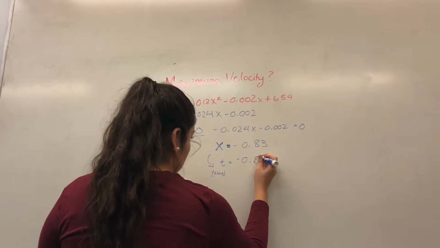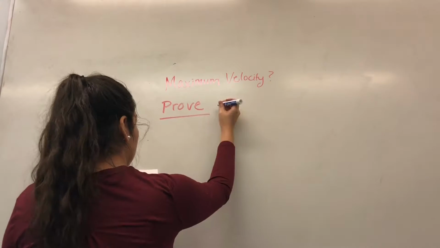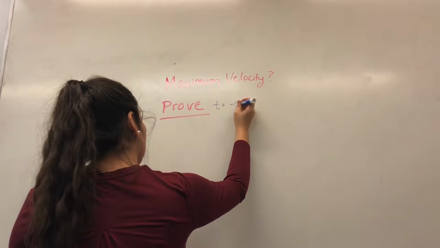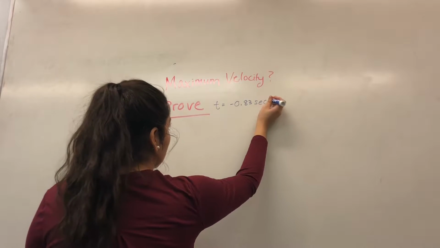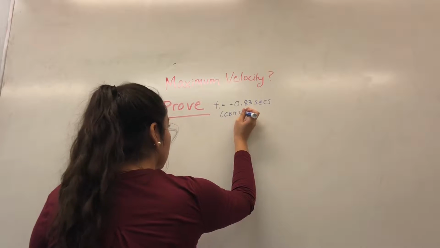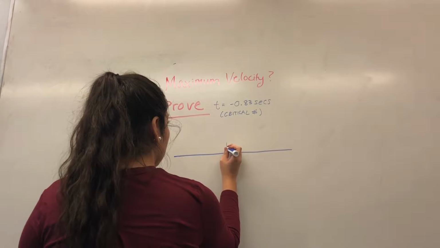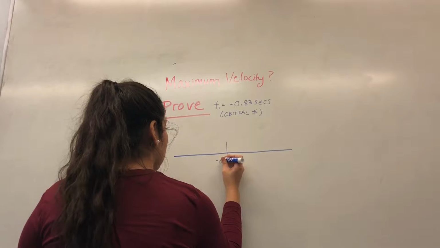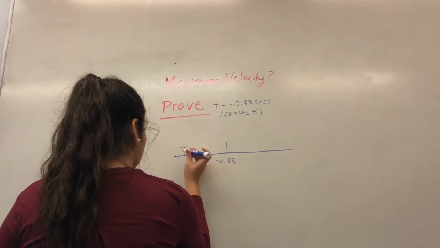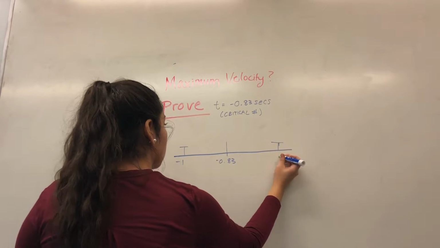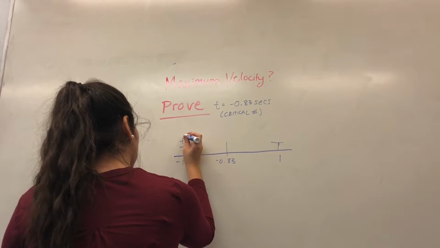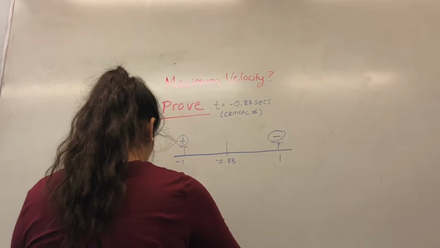Now, to prove our findings, we will test our critical number on a number line with -1 and +1 as test numbers. We use these test numbers and do the first derivative test, plugging into the first derivative of our original function. After plugging both in, we find that our values keep increasing until they reach x equals negative 0.83 and start to decrease.